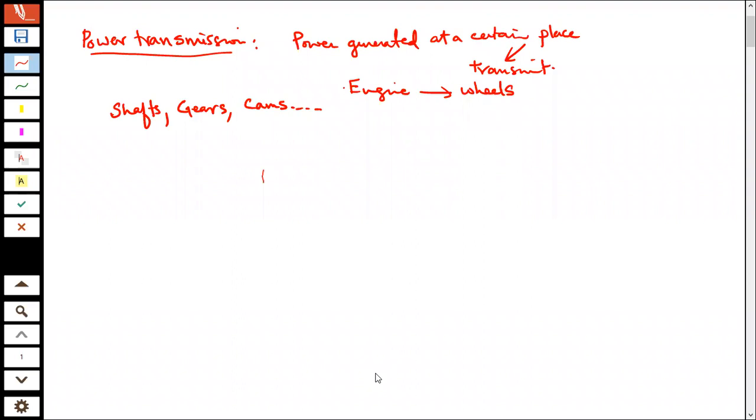Now, all of these power transmission elements are fine, and we talked about gears. You have talked about cams probably in your machines. And you know what shafts are. We are going to talk about the design of shafts in detail, but shafts are just circular sections, and they transmit power and they rotate. Okay. Now, there are other elements and we call them flexible power transmission elements.